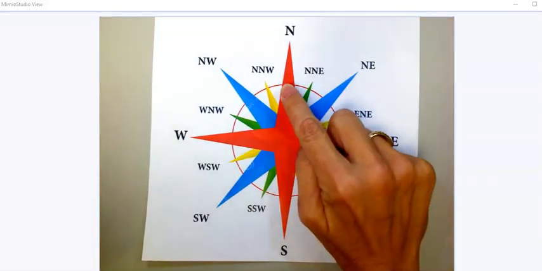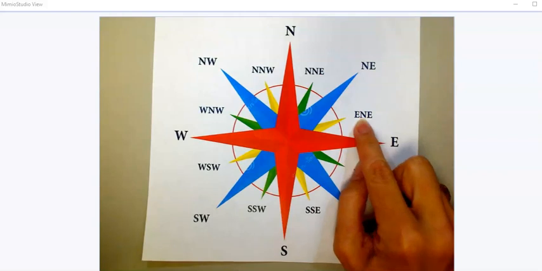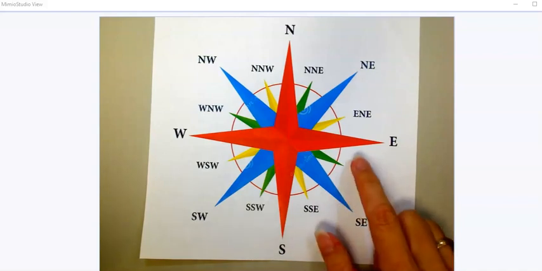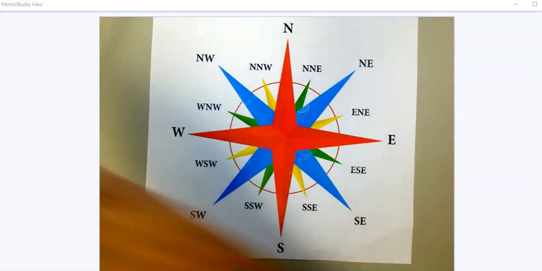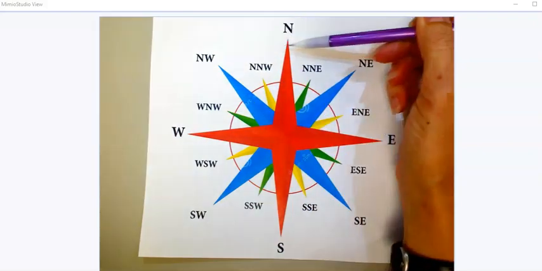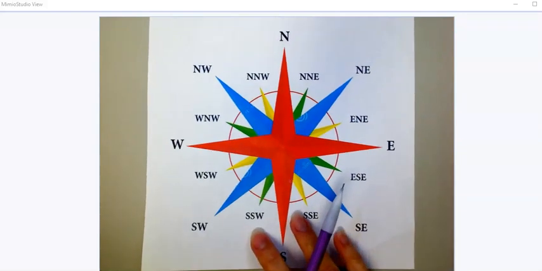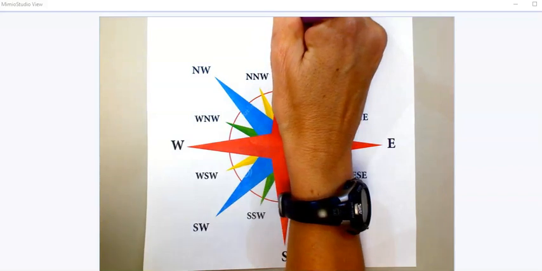Halfway between northeast and north is north-northeast, etc. East-northeast is more east than northeast. East-southeast is between east and southeast. South-southeast is between south and southeast, etc. But the other thing I want you to know is that if I go from north and go all the way around in a circle, you should know from math class that a circle is 360 degrees. So if you get a direction like we just saw, you need to understand what those degrees mean.